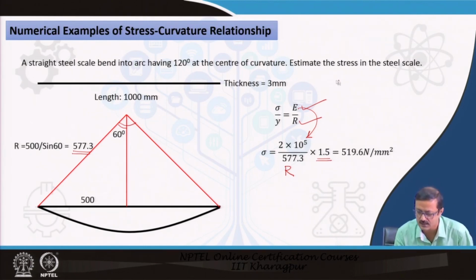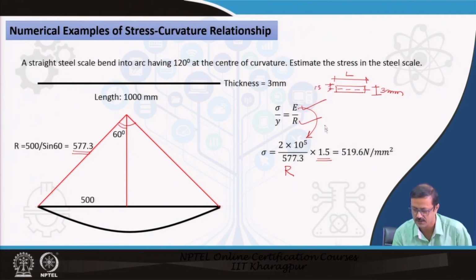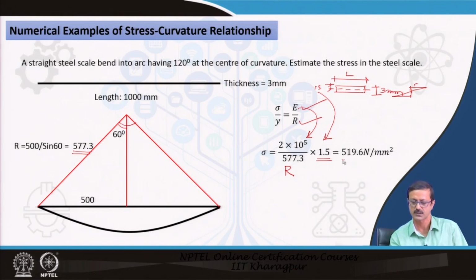This is the scale, suppose, and if the thickness T is 3 millimeter, and this is whatever may be the length, the CG will lie here, and the topmost portion is your 1.5. So that is why this 1.5 is taken into account to find out the maximum stress which will occur in the top. So that is this much.